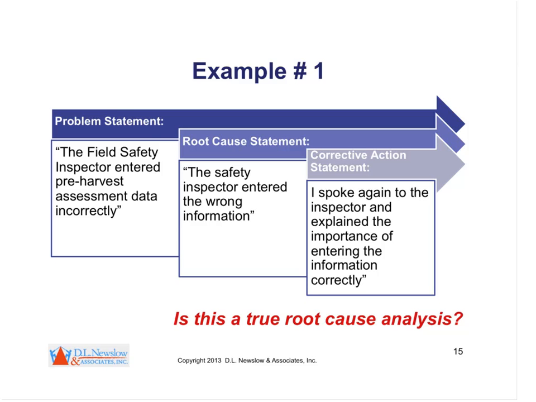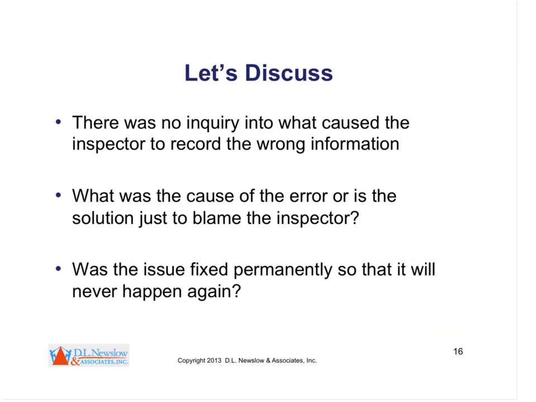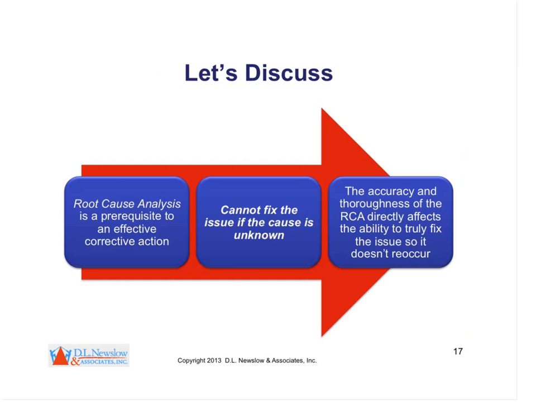Well, that can be a good thing to do, but is this a true root cause analysis? When we look at this, there was no inquiry into what caused the inspector to record the wrong information. What was the cause of the error, or is the solution just to blame the inspector? Was the issue fixed permanently so that it will never happen again? Sometimes things can be fixed by just telling someone they did it wrong, but if there is a true root cause of something causing this, it's very likely it's going to happen again.